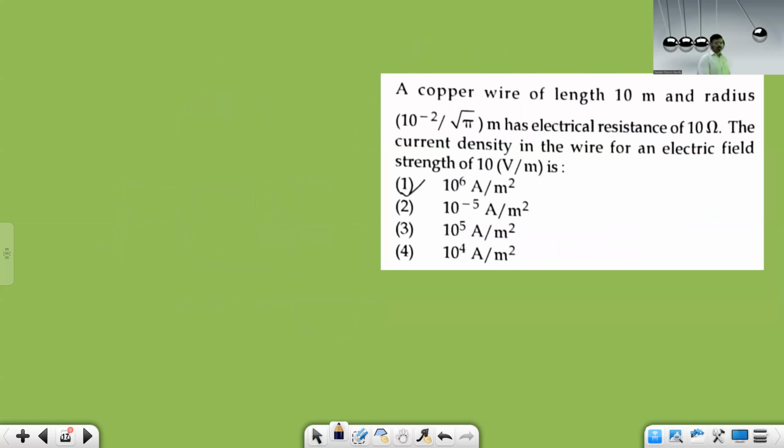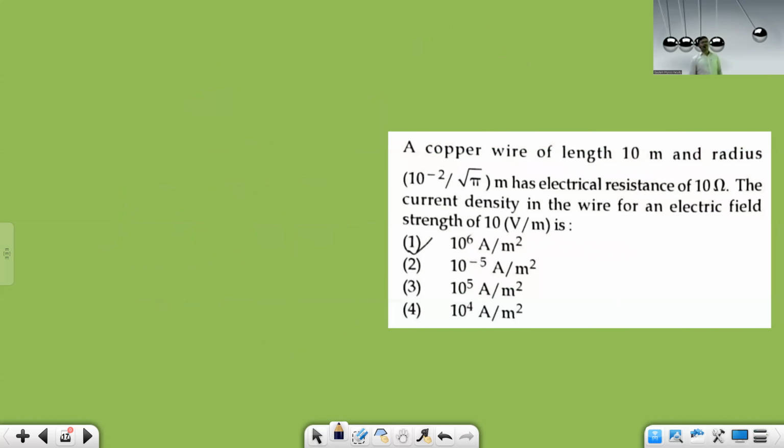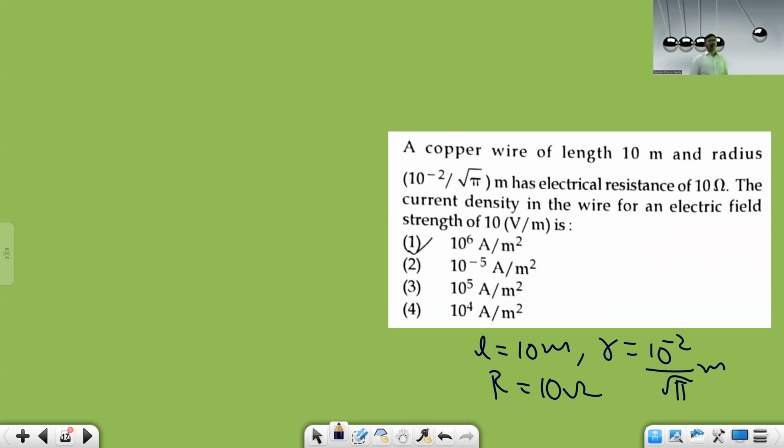Next, this is a current electricity sum. The copper wire has length equal to 10 meters. Radius is 10 power minus 2 by root pi meter. They have mentioned resistance also as 10 ohms. They're asking us to find the current density. And they have mentioned the electric field value also as 10 volt per meter.